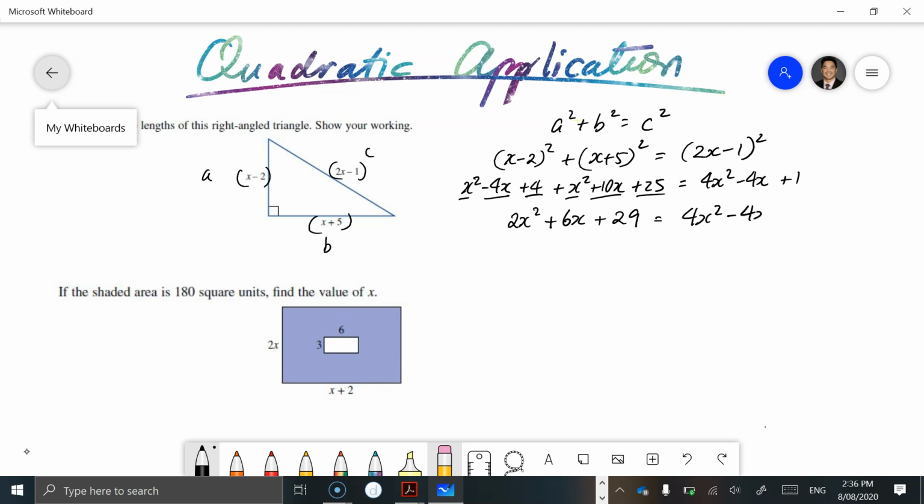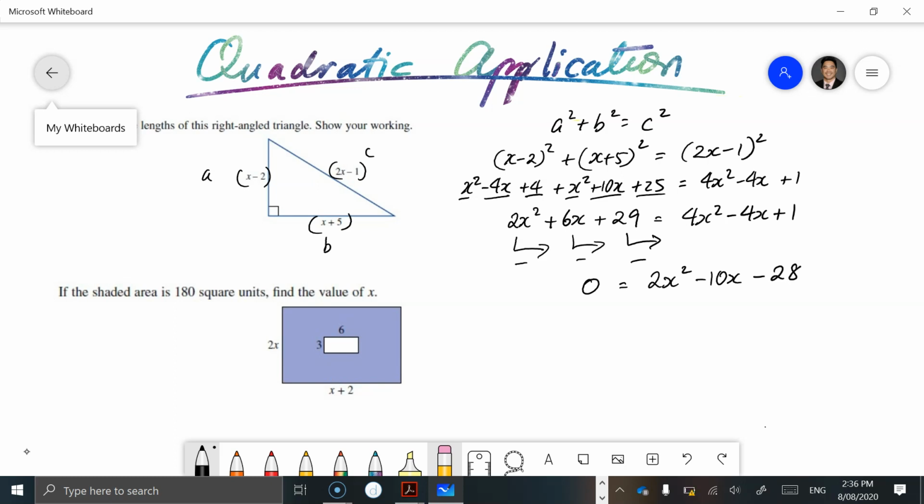So it's always helpful to rewrite everything so you can follow where you're going. I'm going to move everything to the left-hand side. Actually, I might move everything to the right-hand side because I'd like to keep things positive. So we're going to subtract, subtract, and subtract, okay? Leaving this side with 0. On the right-hand side, 4x squared minus 2x squared is just 2x squared. Minus 4x minus 6x is minus 10x. And then 1 minus 29 is minus 28.